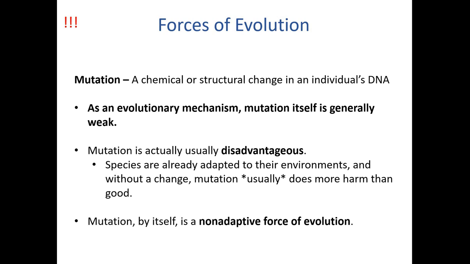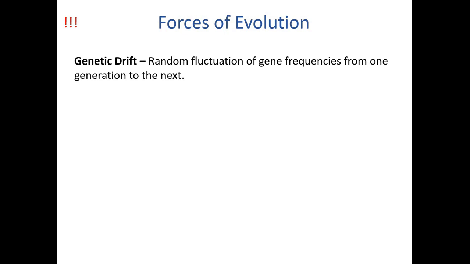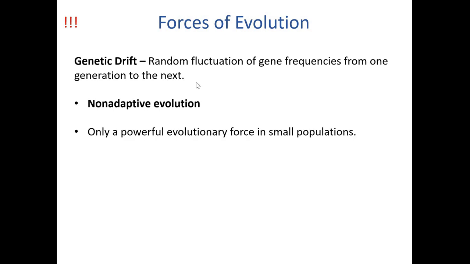So these forces of evolution, while we have them assigned into individual categories, are non-exclusive, right? All of these things are occurring in a population at the same time. Mutation, natural selection, genetic drift, and gene flow are all occurring simultaneously, but they're distinct forces. So genetic drift is the random fluctuation of gene frequencies from one generation to the next. Since genetic drift is random, this is another example of non-adaptive evolution. Genetic drift is only really a powerful evolutionary force in small populations.